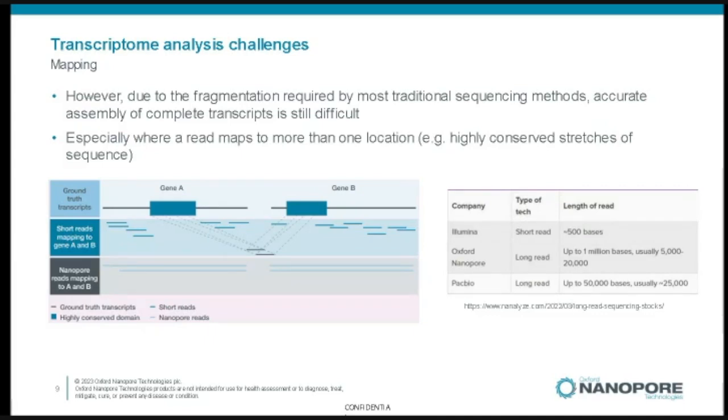In comparison, if you are doing long read sequencing, we sequence through the entire transcript, and therefore we get the full length sequences. So we have no challenge for this mapping.